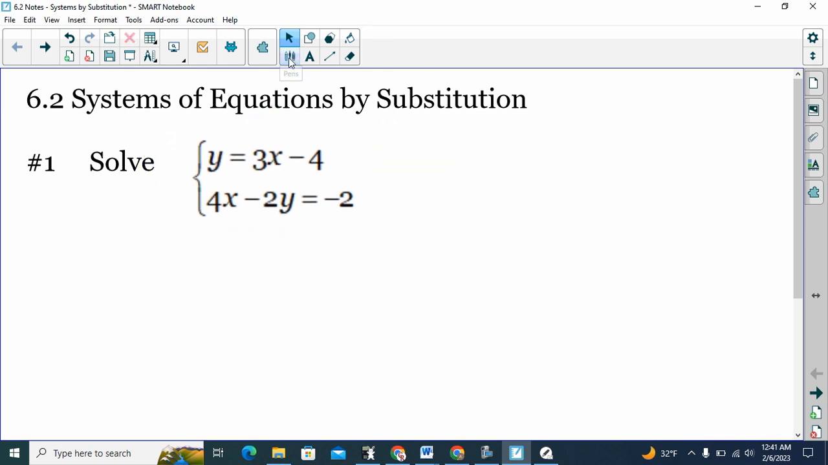Example 1 asks us to solve y equals 3x minus 4 and 4x minus 2y equals negative 2. And we are asked to solve this system by substitution. The word substitute means to take something and replace it with something else. So when we replace something, the two things need to be equal to each other.